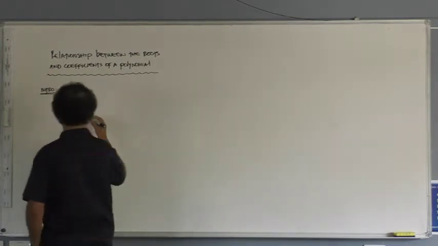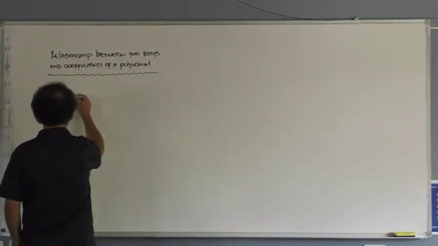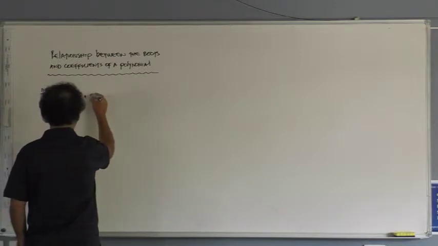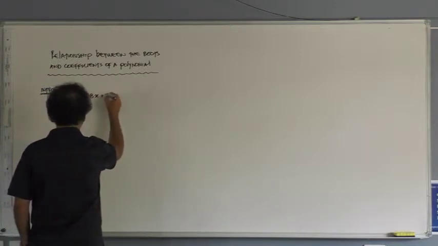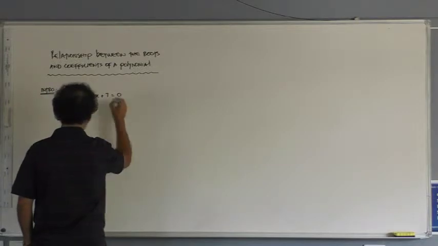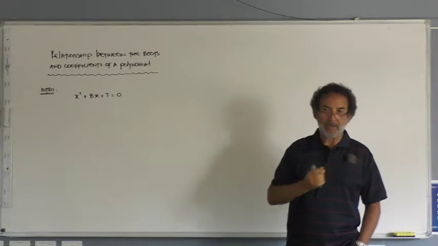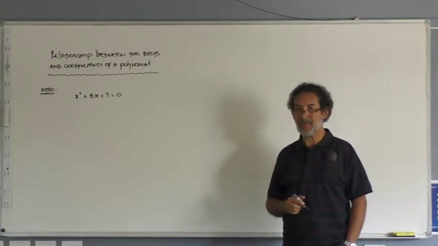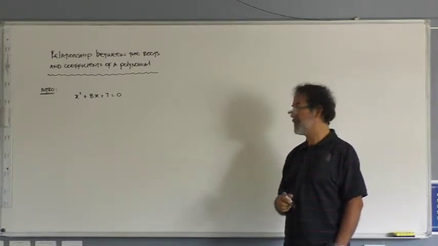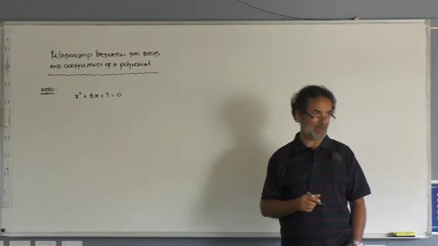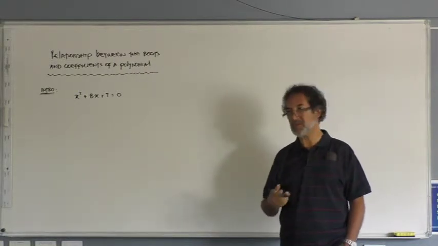Let's say that you have this equation, x squared plus 8x plus 7 equals 0. Okay, let's say that you have that equation, and then we are going to find the solution for that equation. We can find the solution in many different ways.